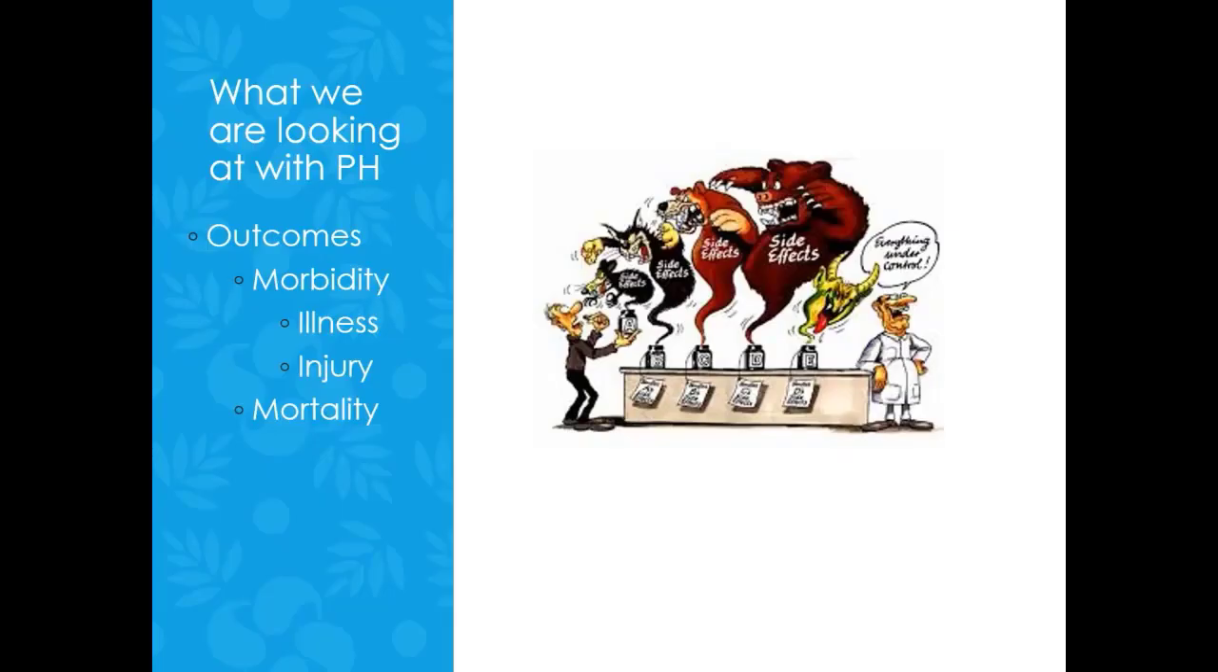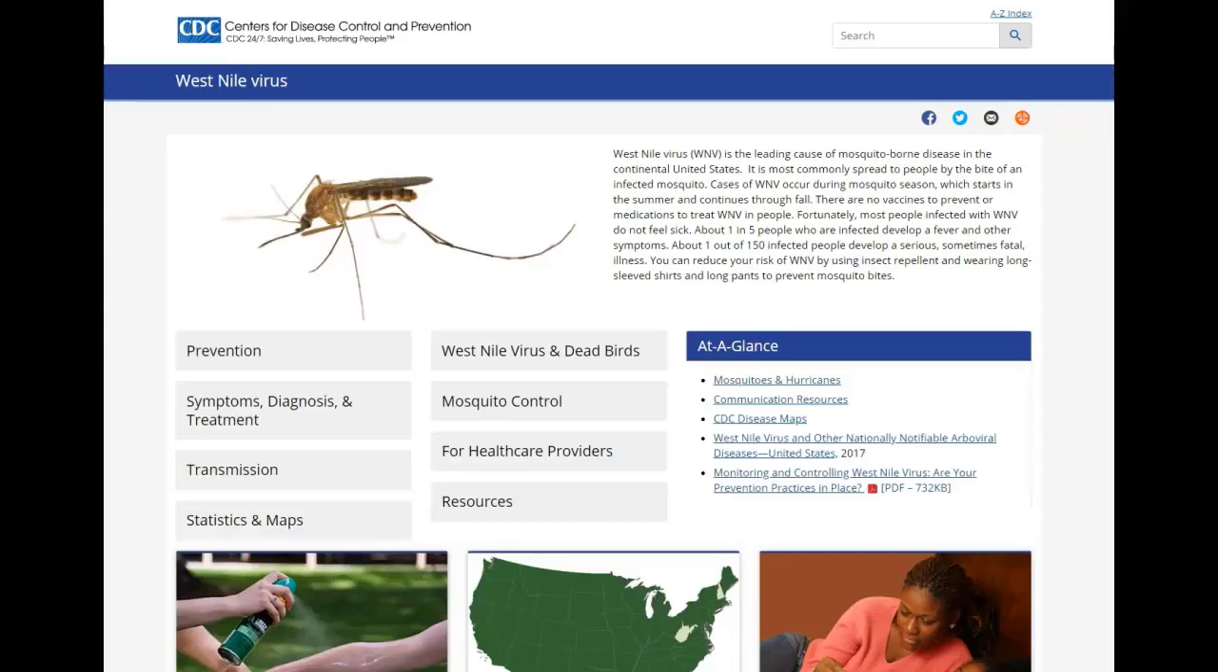In public health, we are concerned with both morbidity and mortality. Morbidity refers to injury and illness. Here is the CDC webpage related to West Nile virus. This is an example of public health being concerned with illness. West Nile virus is not known to be a large killer of Americans, but it is an illness that is tracked by the Centers for Disease Control and Prevention.